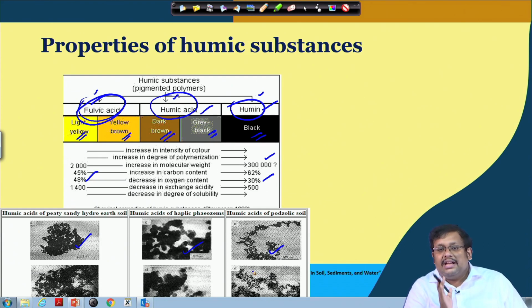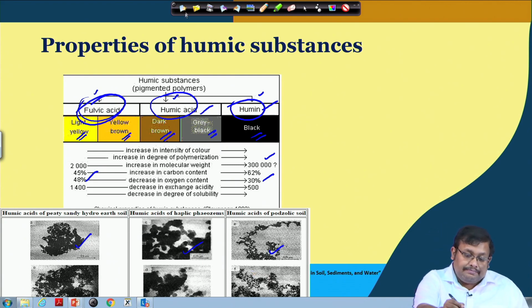Remember one thumb rule: fulvic acid is lighter than humic acid. Humic acid is somewhat intermediate between humin and fulvic acid. Color intensifies from fulvic acid to humin. Molecular weight increases, oxygen containing group decreases, exchange acidity decreases, and degree of solubility also decreases, and degree of polymerization increases as you go from the fulvic acid to humic acid to humin.